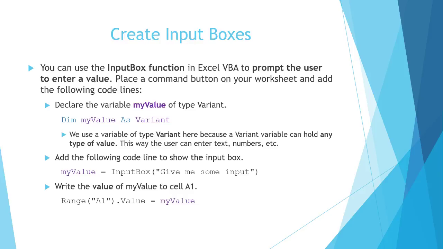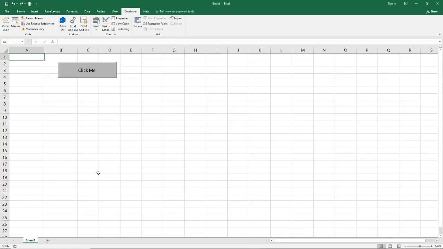Once we've declared that, we're going to say that myValue is equal to the input box, and then the code for what's going to show up is just going to say, give me some input. We're going to write the value of myValue to cell A1, which basically means we're going to take whatever they type in to the input that we give them, and we're going to spit it out into cell A1. And that's it. It's a little bit more straightforward than the message box coding from earlier.